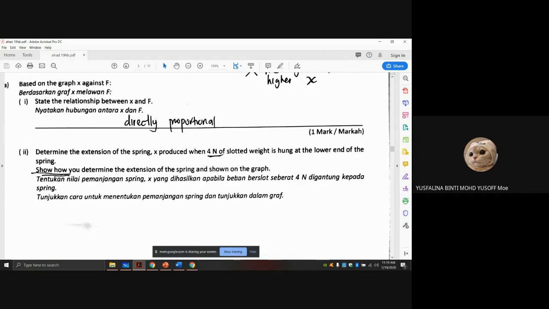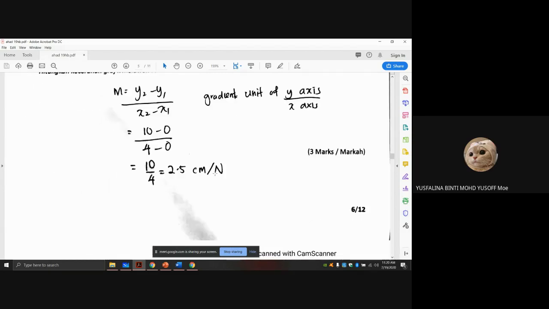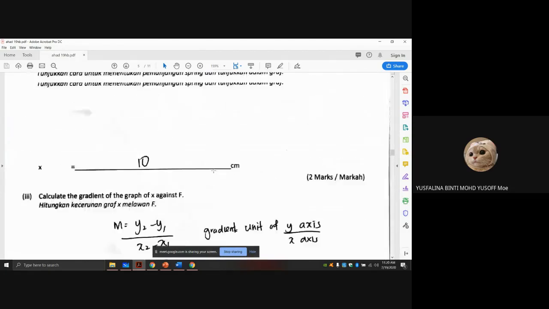Alright, for number 2, determine the extension of the spring X produced when 4 Newton of the slotted weight is hung at the lower end of the spring. So show how you determine the extension of the spring and show it on the graph. You have to show in your graph, 4 Newton, right?